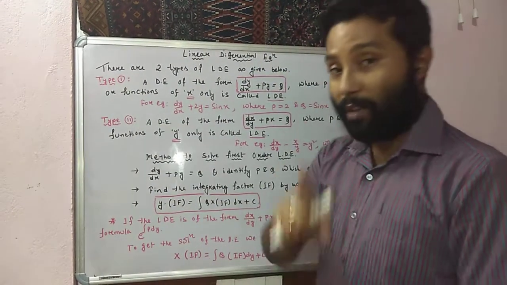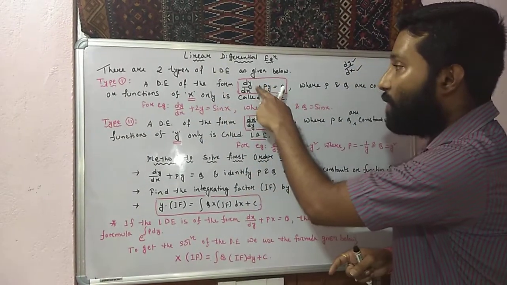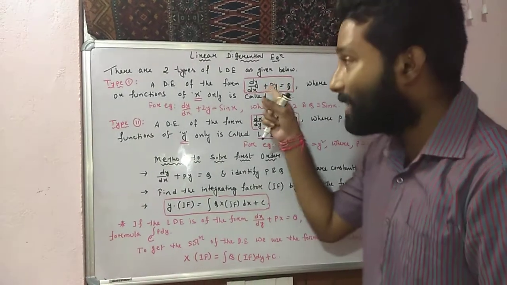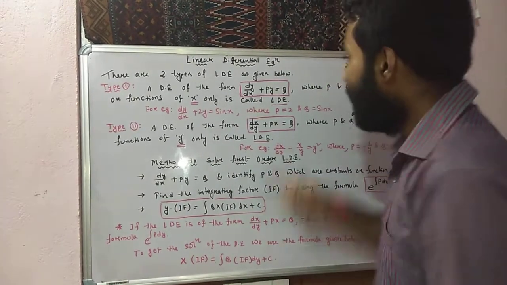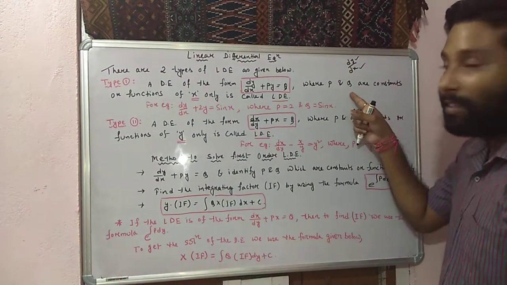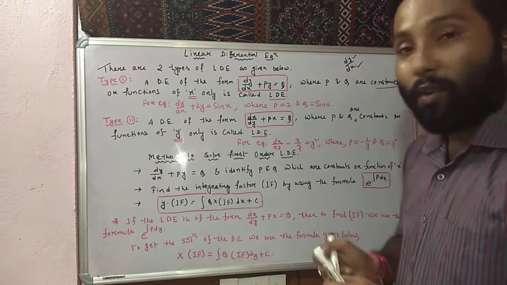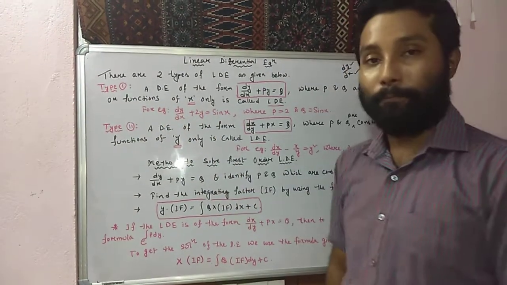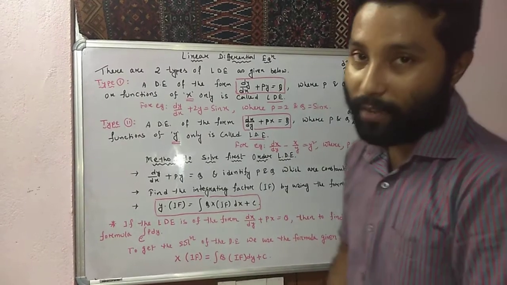Type 1. The first type is a differential equation of the form dy by dx plus py is equal to q. This is the first type of linear differential equation. Okay, where p and q are what? Are constants or functions of x only.